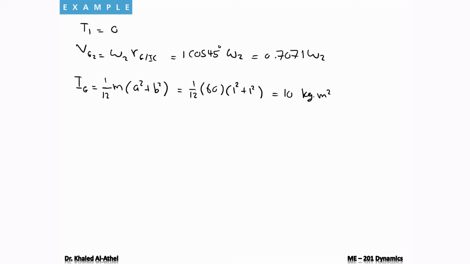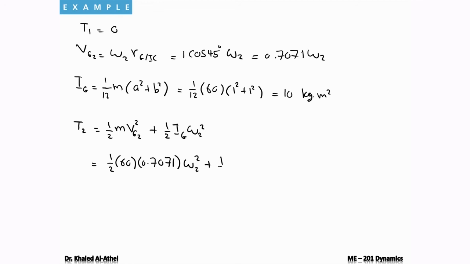Okay, now everything is there, so I can write T2 now. Remember this is general plane motion, so it's going to have first half m VG2 square for the center of mass plus half Ig omega 2 square. So this equals half 60, and then convert Vg to omega, so it's going to be 0.7071 multiplied by omega 2 square, plus half multiplied by Ig, which is 10, omega 2 square. Compute all of these, we can get the value, which almost equals 20 omega 2 square.